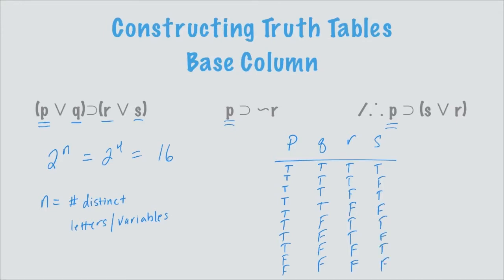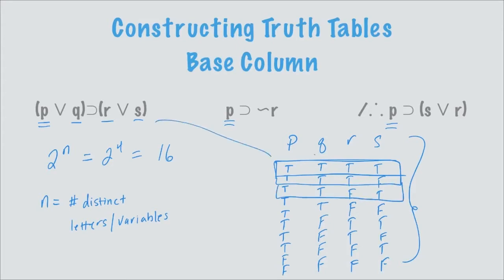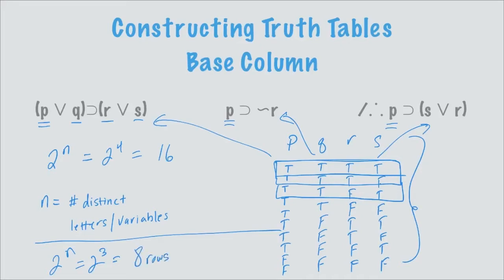So what I'm showing you here is simply a way of constructing the base column. In other words, these are the values I will then substitute in across the rows. I'll just go row by row and substitute these in for each of the premises. So that's how I did it in the previous example problem. Since there were only 3 letters, it was 2 to the n. So in the previous example, it was 2 to the 3, which means it was 8 rows.